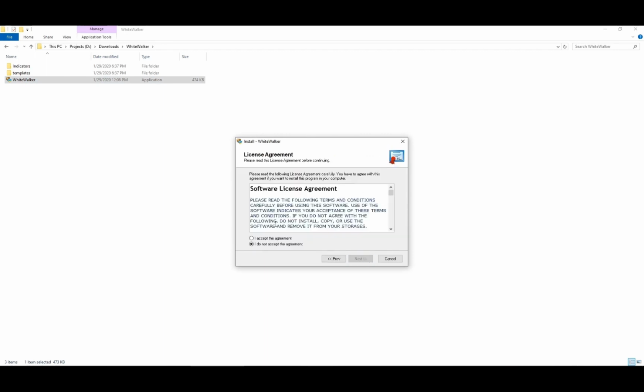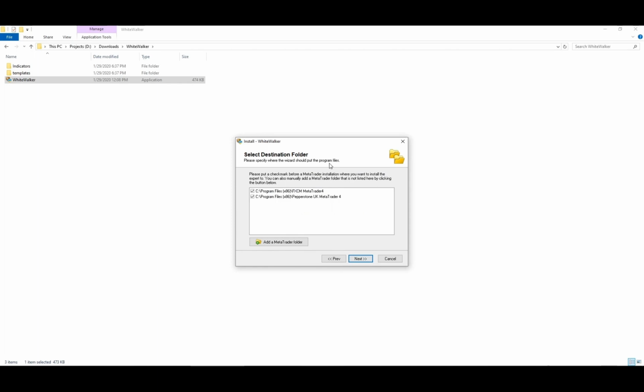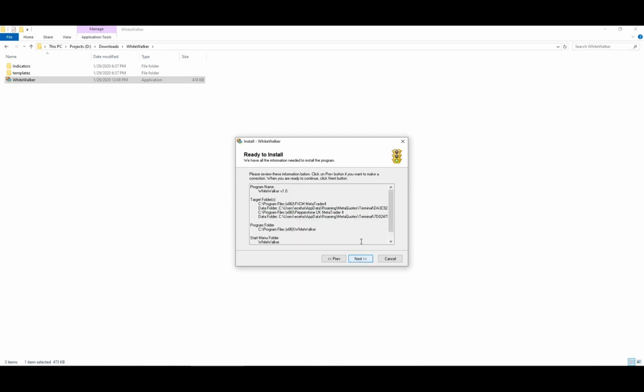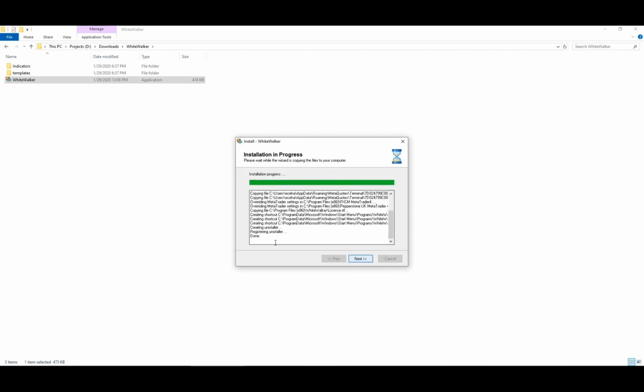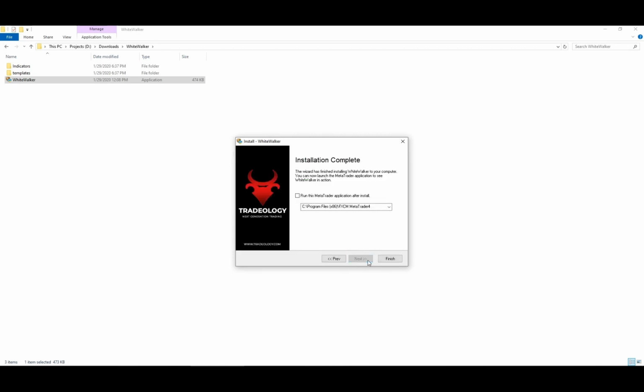So on the first screen, you can click next, and here's the license agreement. Press next. This will then take you to the select destination folder, and you can choose the MT4 platform by checking or unchecking which you would like to have the system installed on. I'm going to go ahead and click both of the platforms here, and then I'll click next. Here's a small review, and then we just click next. Once I've done that, we're good to go.